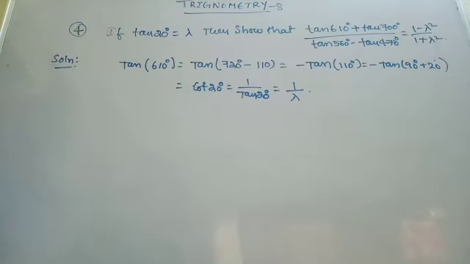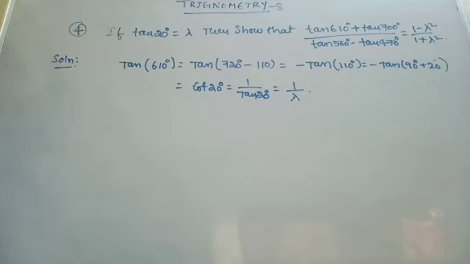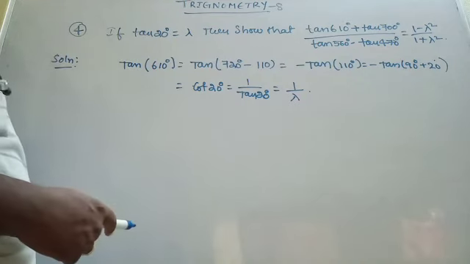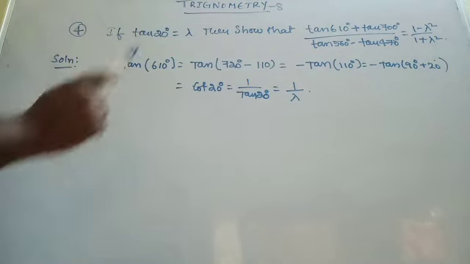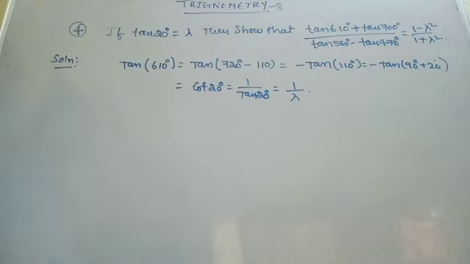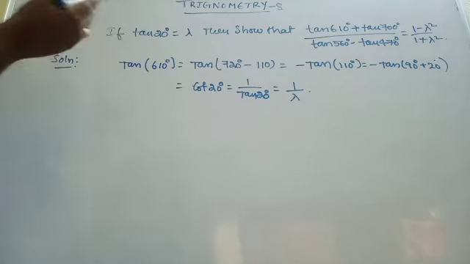Now we have a wonderful problem, the fourth one. If tan 20 degrees equals lambda, then show that tan 610 degrees plus tan 700 degrees by tan 560 degrees minus tan 470 degrees equals 1 minus lambda square by 1 plus lambda square. This is what we require to prove. Let us express everything in terms of lambda, and then we will get the result.